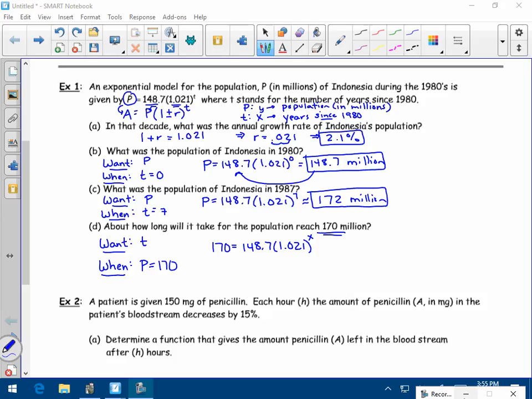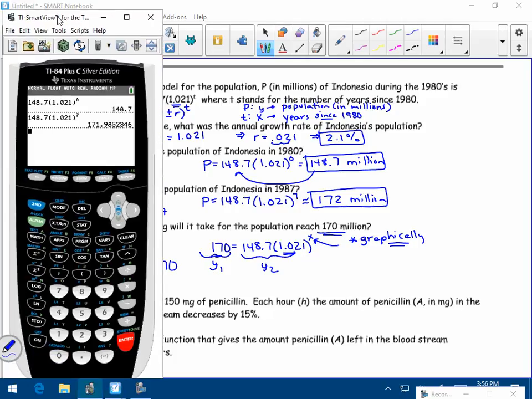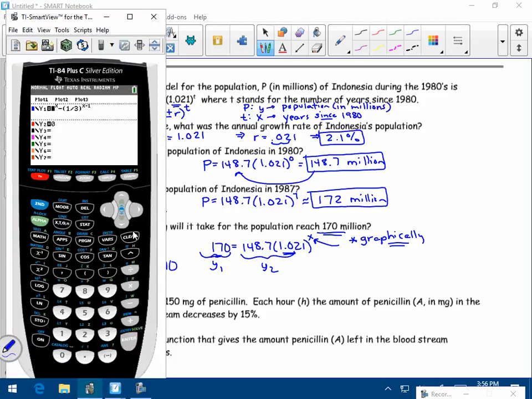Okay. So now this, we don't know how to solve when there's a variable in the exponent if I can't get a common base. And it's not looking too promising between 170 and 1.021. So if I don't know how to solve something algebraically, how do I solve it? Graphically. So how do I solve something graphically? We've been doing this all year. Put this into y1, put this into y2, calc intersect.